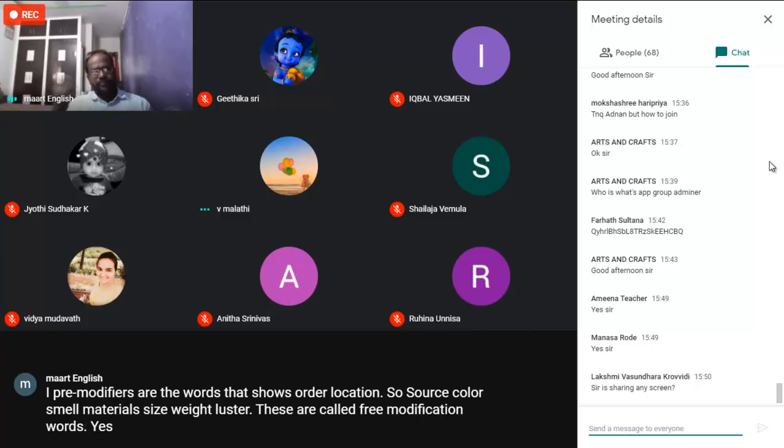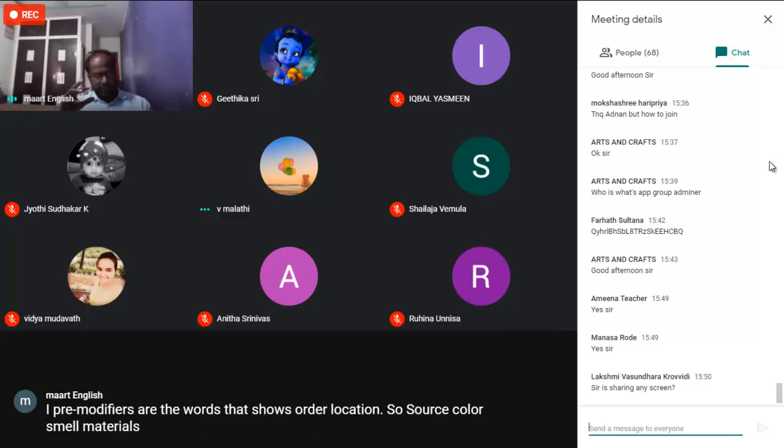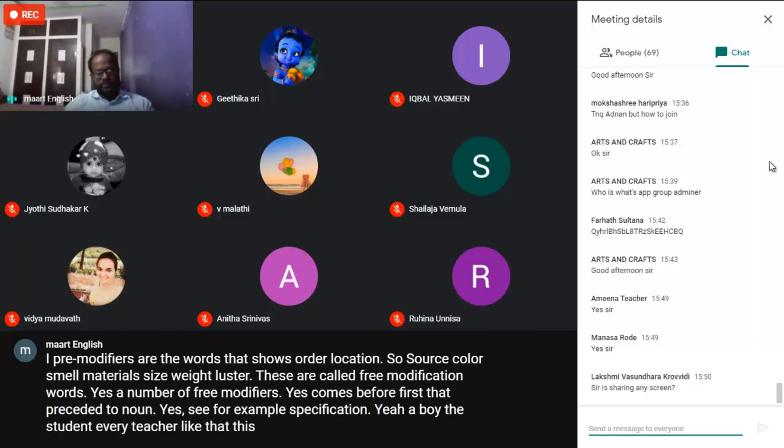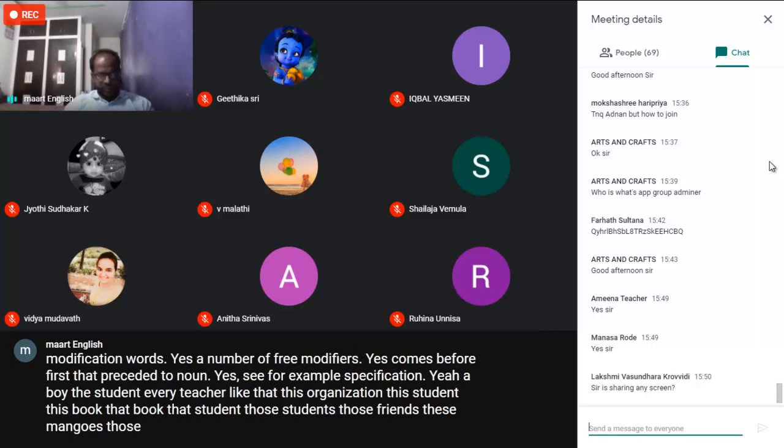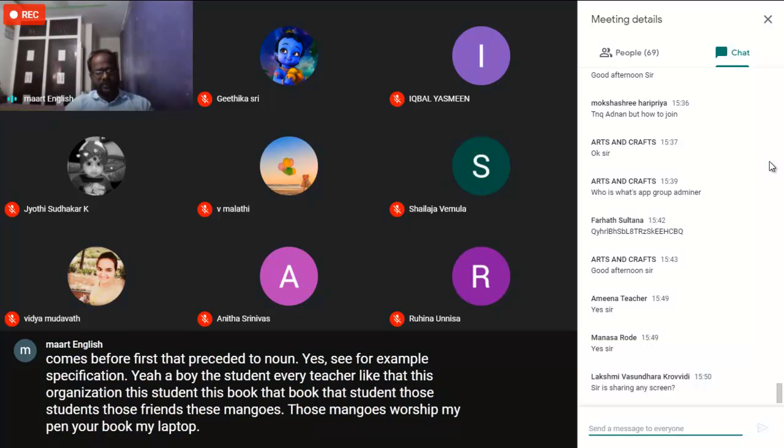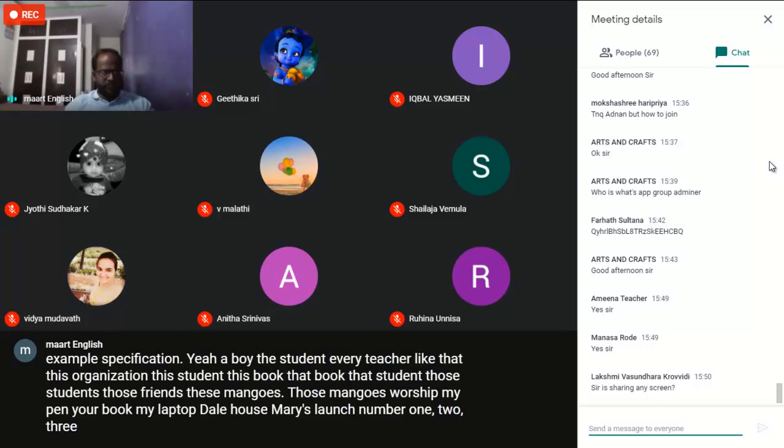A number of pre-modifiers come first, that is, they precede the noun. For example, specification: a boy, the student, every teacher. Designation: this student, this book, that student, those friends, these mangoes, those mangoes. Ownership: my pen, your book, my laptop, their house, Mary's lunch. Number: 1, 2, 3, many. These are the pre-modifications that usually come first, right?